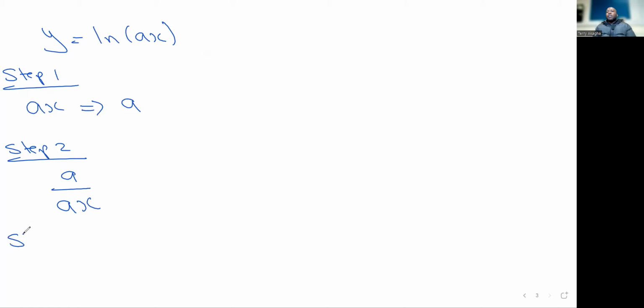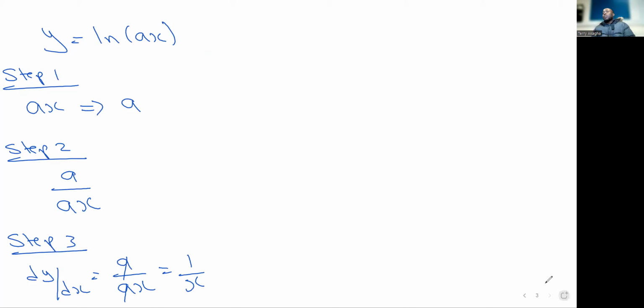So therefore, step three, dy over dx will be equal to a over ax. And this will cancel that, and that will give you 1 over x. And that is it. So what you do is differentiate the bracket and divide the answer by the original expression, and that will be your derivative. So let's start.